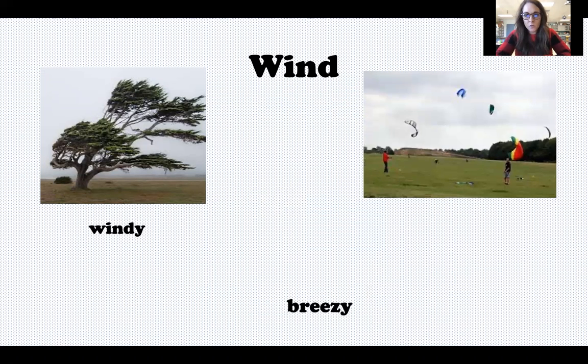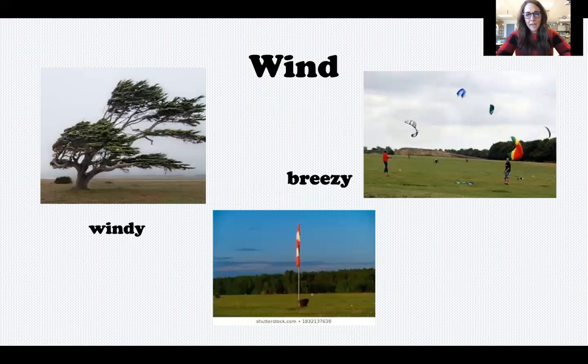Another word we use to describe wind is breezy, and that means that there's a little bit of wind, but it's not like this. A breezy day is a good day to fly a kite. And I'll come back to that. And then other times there's no wind at all, and we say that it's a calm day.